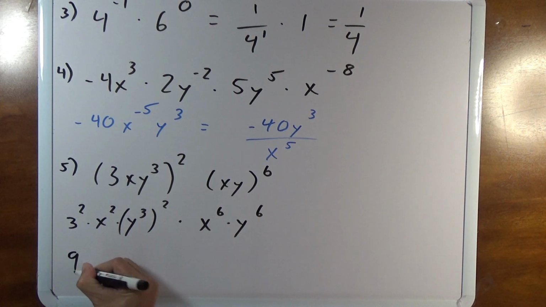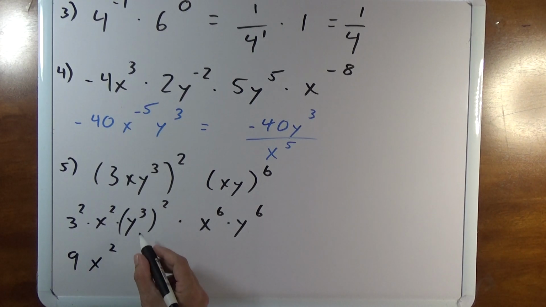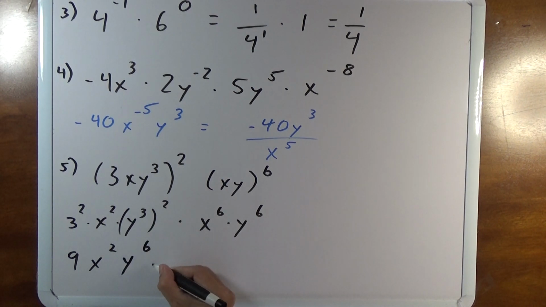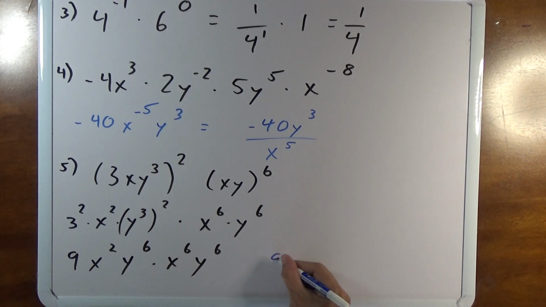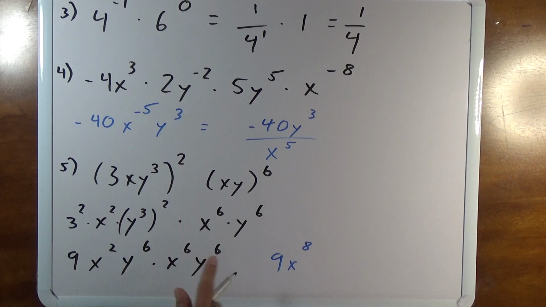3 squared is 9. I'll rewrite x squared for now. Is this still showing up? Yeah. So when I raise a power to a power, I multiply my exponents. So y cubed all squared is y to the 3 times 2, or y to the 6th. And that's still times x to the 6th, y to the 6th. So that's equal to 9. x squared times x to the 6th is x to the 2 plus 6, or x to the 8th. y to the 6th times y to the 6th is y to the 6 plus 6, or y to the 12th. That's through 5.